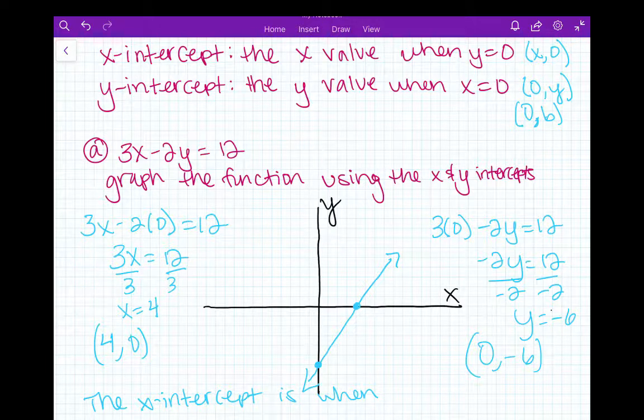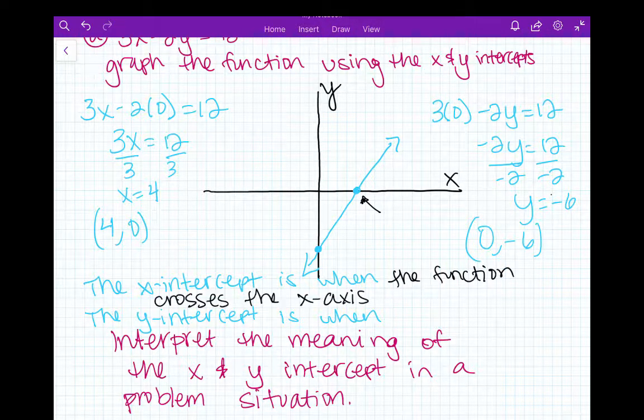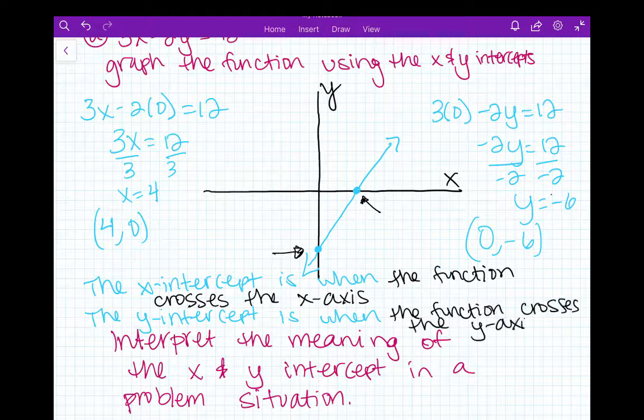So that is one way to graph a function. I know we already learned how to graph a function when we have a domain and range. Well, now you know how to do it using the x and y intercepts. So what do we notice here on the graph? The x-intercept is this guy right here. So the x-intercept is when the function crosses the x-axis. And the y-intercept is here, and so the y-intercept is when the function crosses the y-axis.